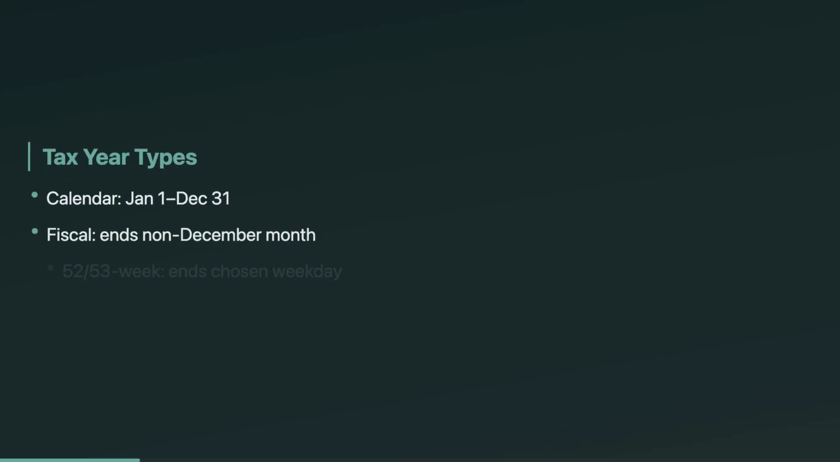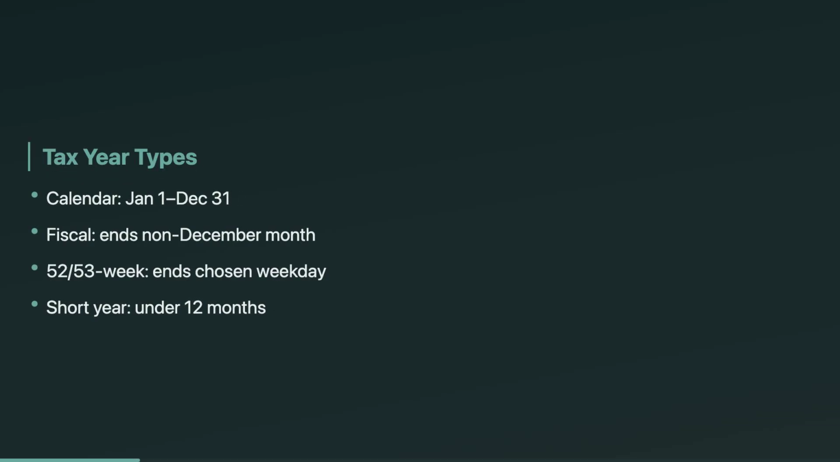A tax year is just the 12-month period you use to report income and expenses. Most individuals are calendar year, January 1st through December 31st. Businesses can sometimes use a fiscal year, like ending March 31st, or even a 52/53rds week year that ends on a chosen weekday. And if you start up, shut down, or change years, you may have a short tax year.